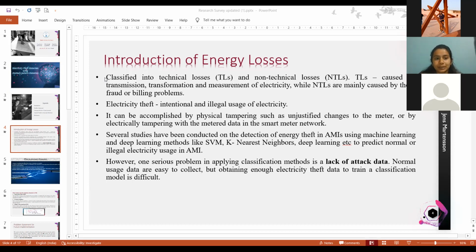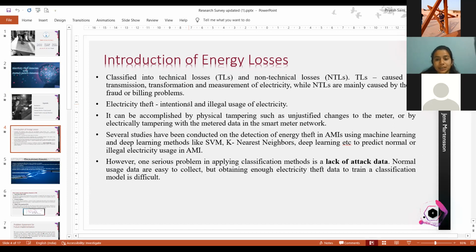Now, what do you mean by electricity theft? Electricity theft is the intentional and illegal usage of electricity by various means, or when we pay a bill less than the electricity used. It can be accomplished by physical tampering, such as unjustified changes to the meter, or by electrical tampering with the meter data in the smart meter network.